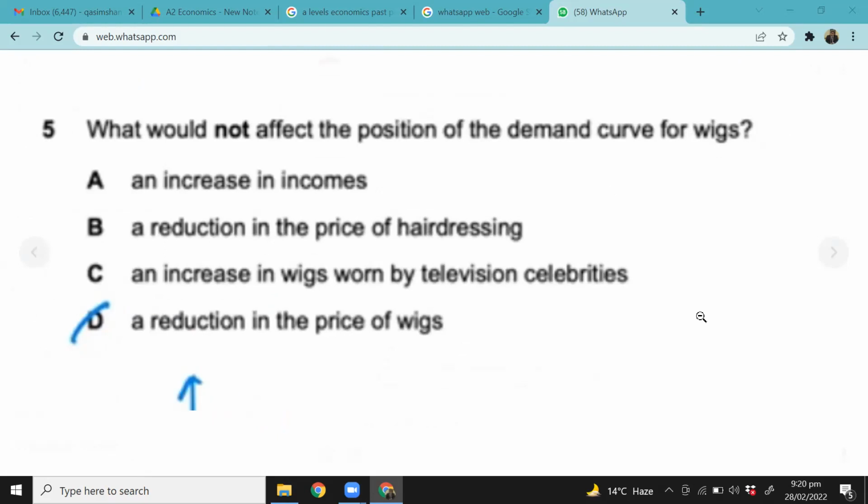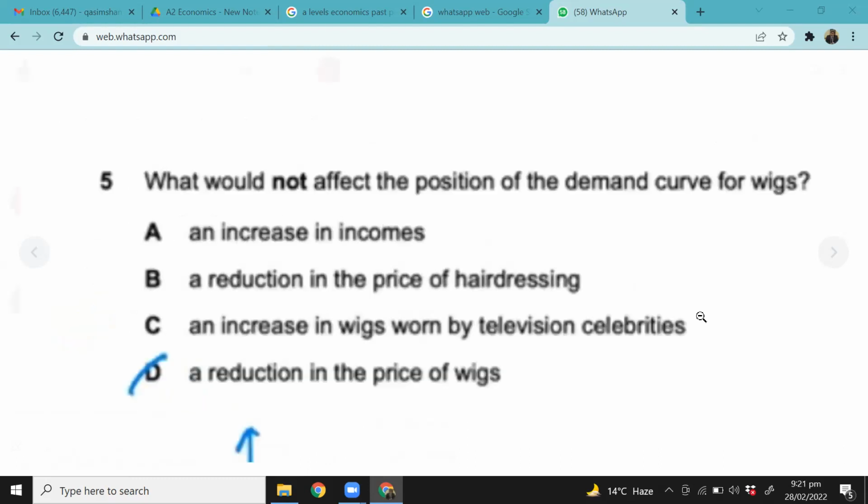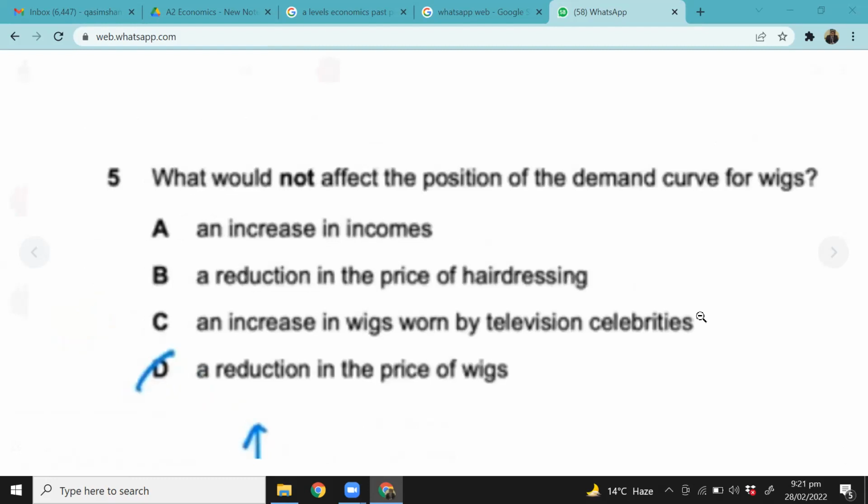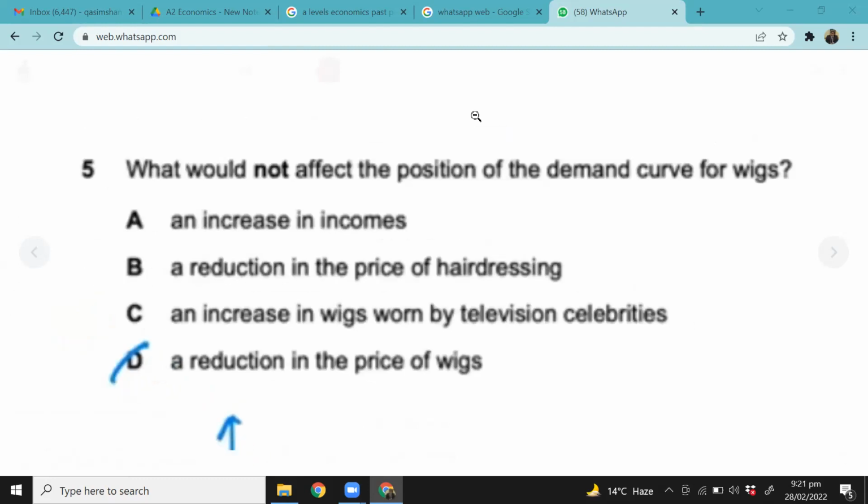First, let me ask you this. Which variable does not affect the position of the demand or supply curve? Which variable doesn't affect the position, right? And that's correct. It's the price of the product itself. Now, this is important, not the price of any other product. It's the price of the product itself that doesn't affect the position of the demand curve.